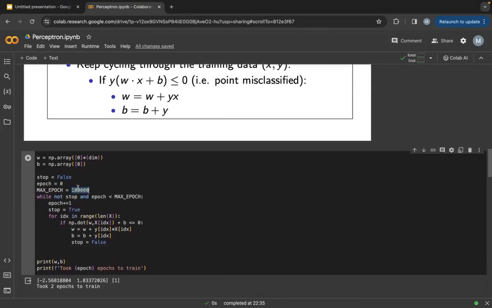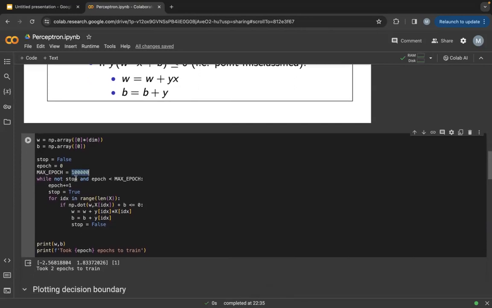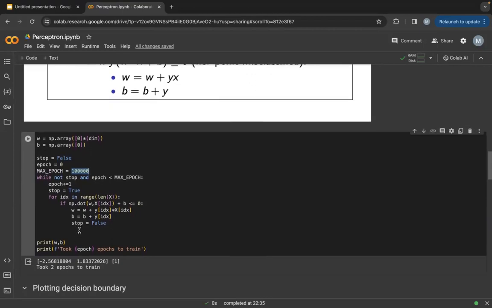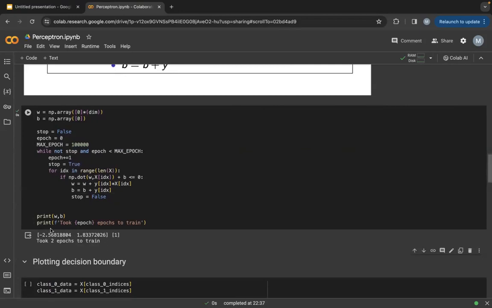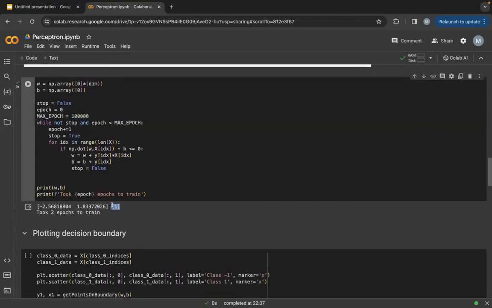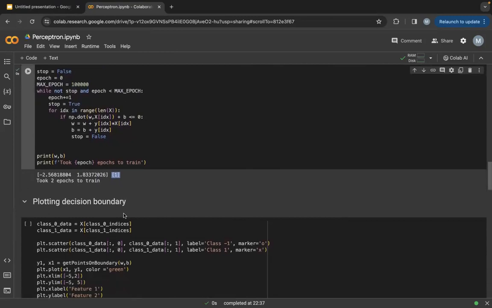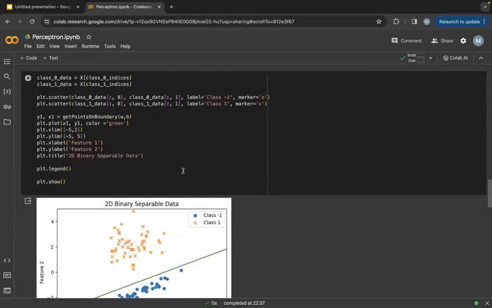However, we do have a max limit here. So if it's taking too much time, then we just stop. Yeah, we'll see when that happens. So we just train it, and I'm just printing W and B. So this is the weights vector I got, and this is the bias I got. So let's just plot this decision boundary Wx plus B on our data.